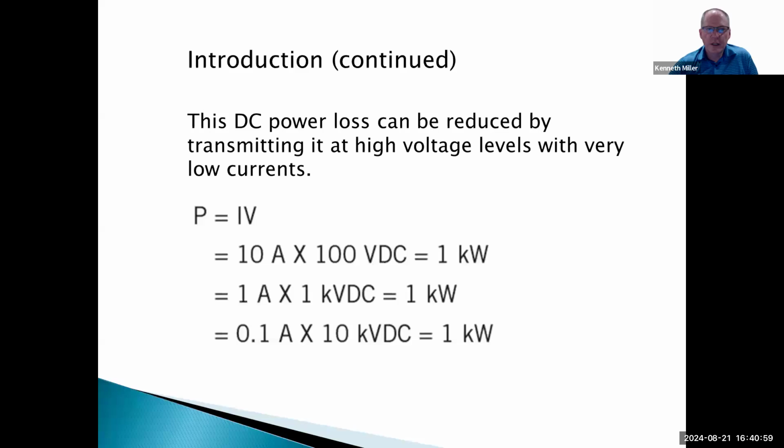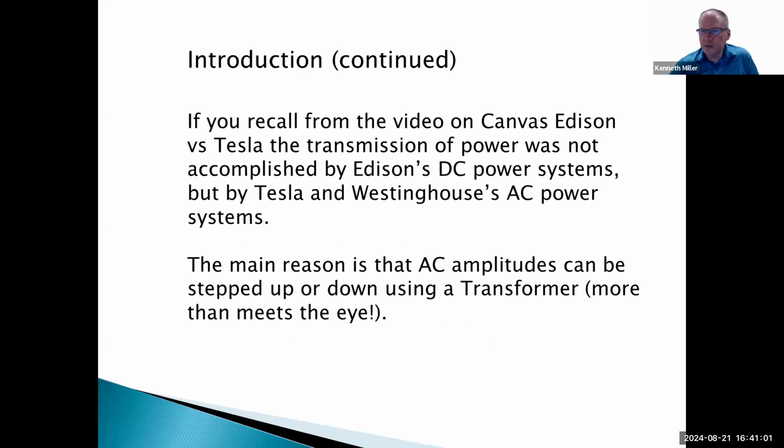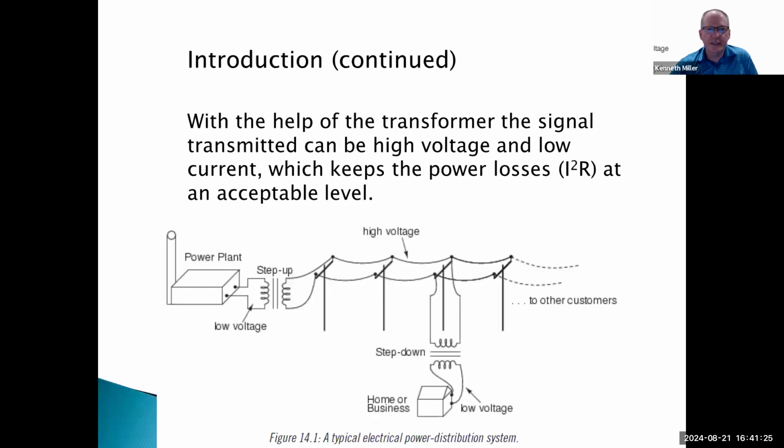So that's where transformers come into play. We'll talk about transformers in more detail later. But the transformer lets us have really high voltage at really low current. And then when it comes into our homes, it transforms back into high current and relatively low voltage. Okay. So that's one of the key things here.